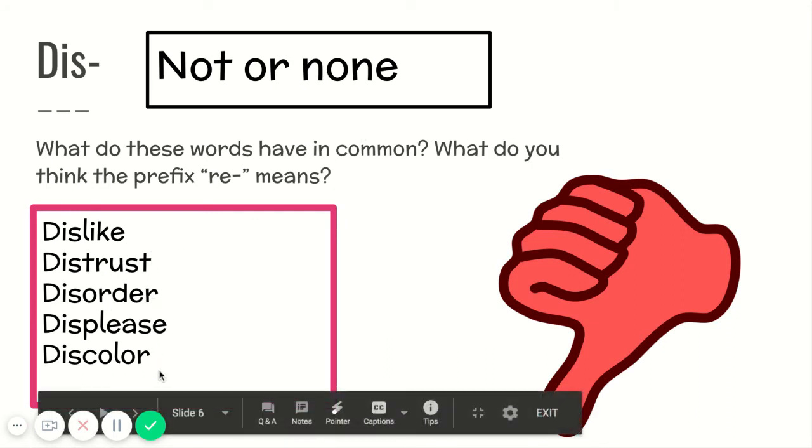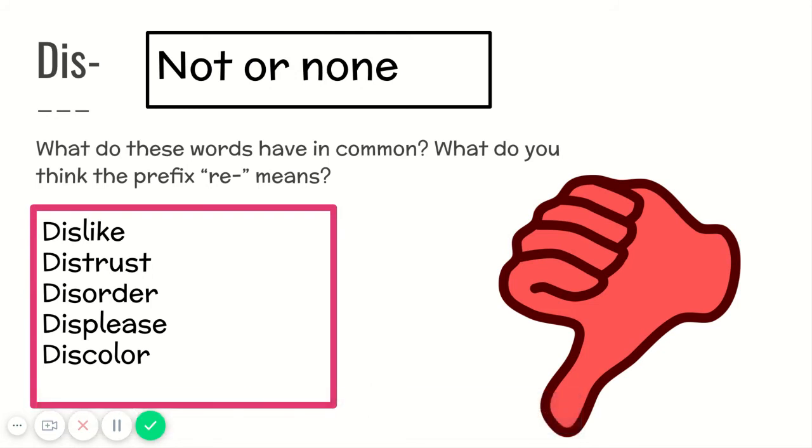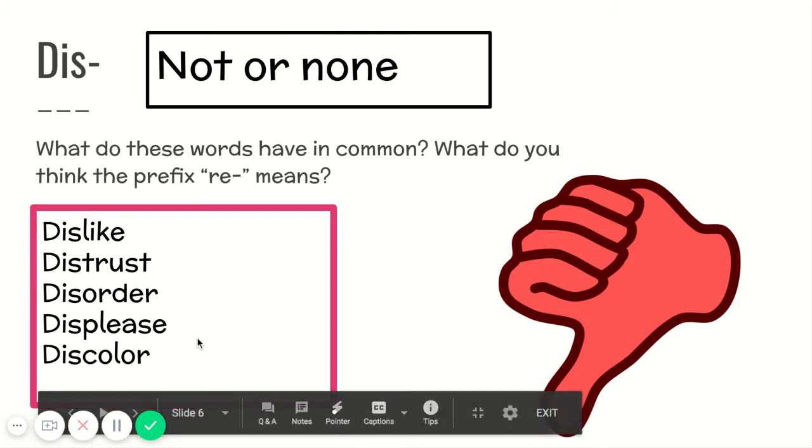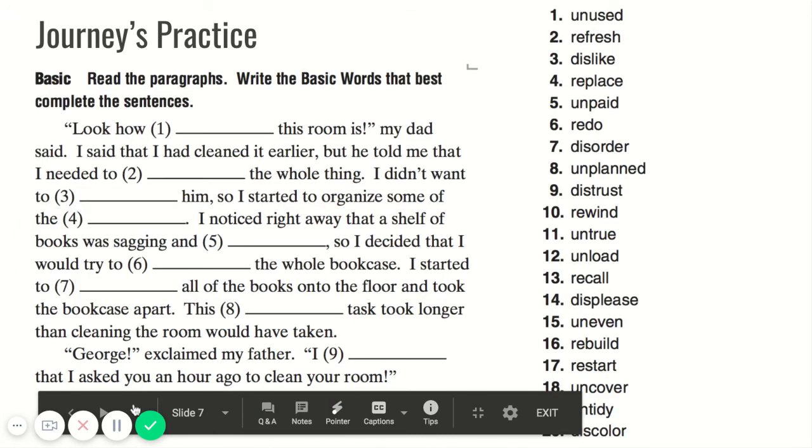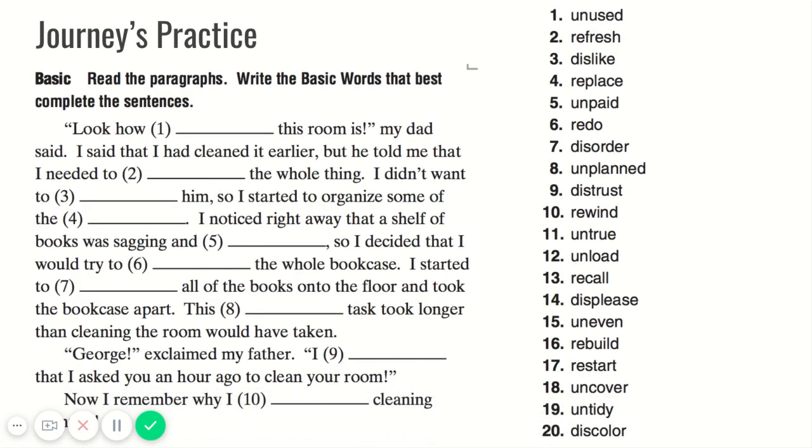Okay, so use what you know. Try to uncover those last two, displease and discolor. If you need a little bit more time, feel free to pause your screen. And we're going to go ahead and move on. So this is the curriculum we use for foundational skills this year. So this should look really familiar to you guys. I want you to go ahead and practice. And if you look over here, you'll see a bunch of words.